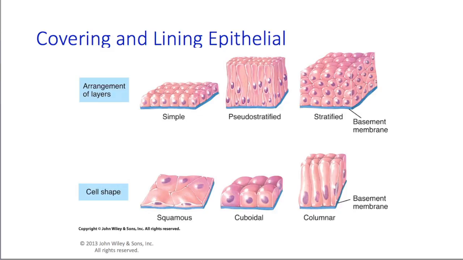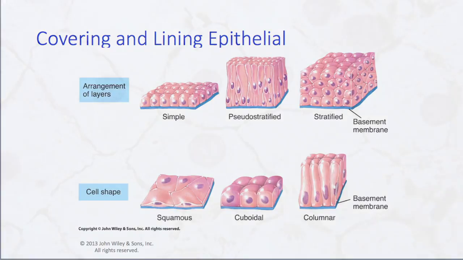Classification of epithelial tissue based on cell shape. The shape of membranous epithelial cells may be used for classification purposes. Four cell shapes: squamous, cuboidal, columnar, and pseudostratified epithelium.